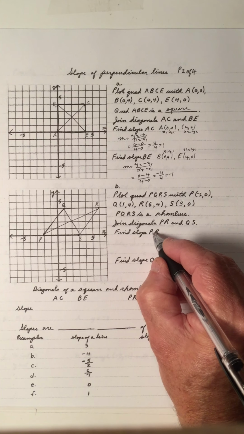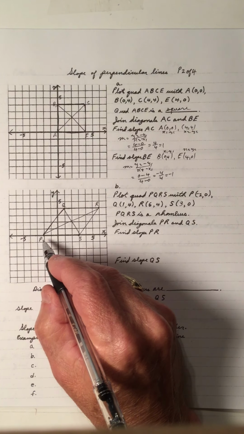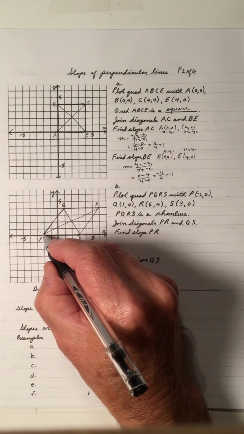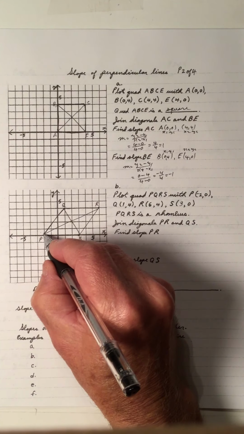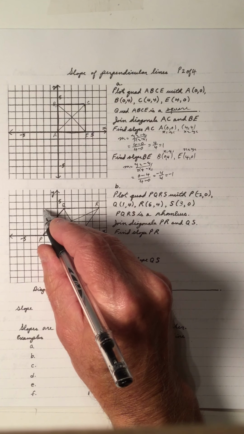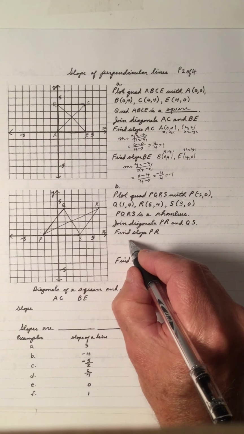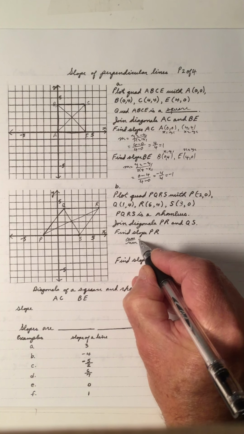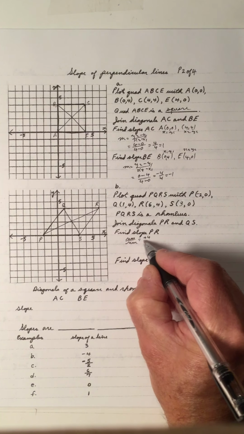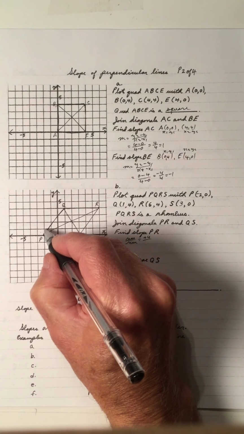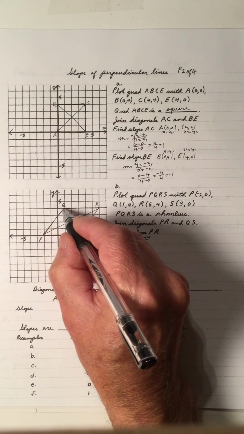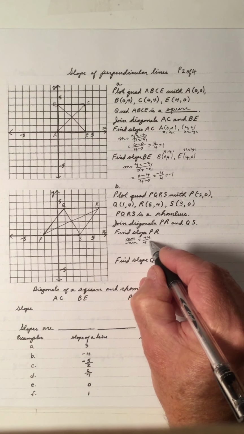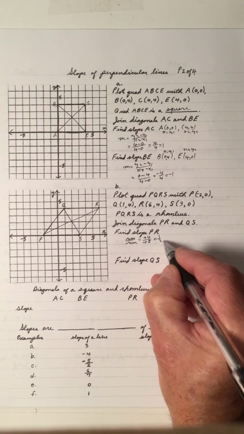And the slope of PR, well, we can work it out. Let's do it this way. Go from P up to R: 1, 2, 3, 4. So it's rise over run. So it's a plus 4, and the run is 1, 2, 3, 4, 5, 6, 7, 8, plus 8. So that gives me a half.